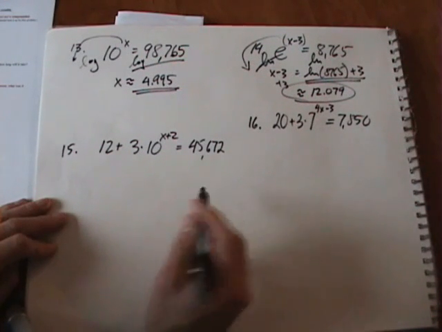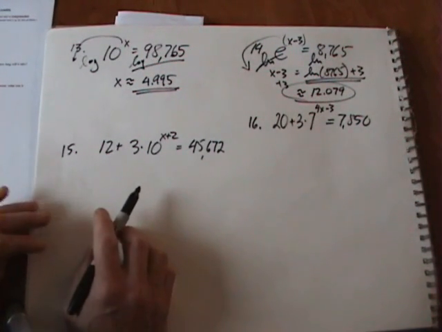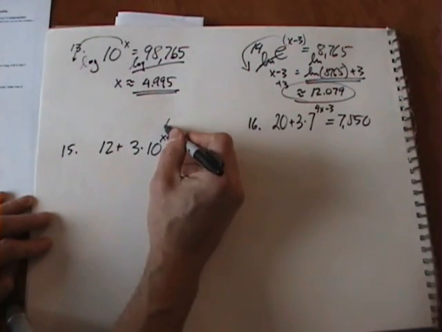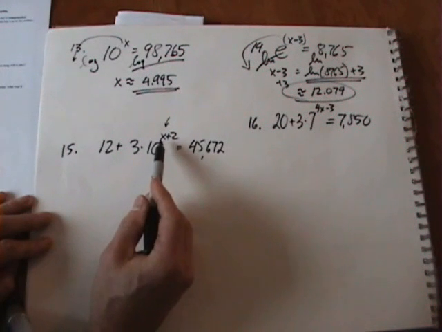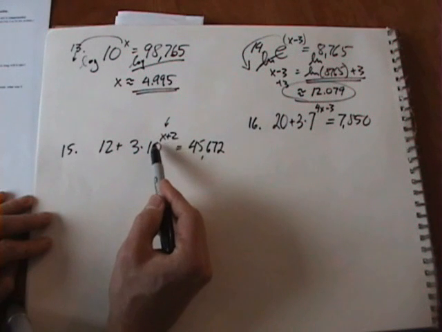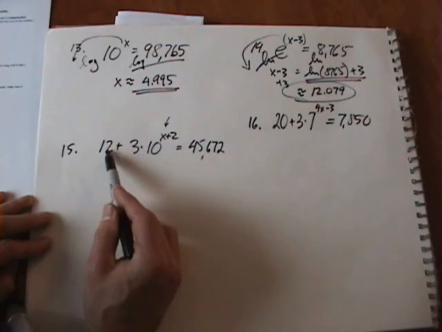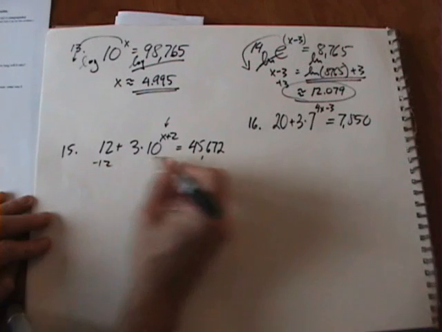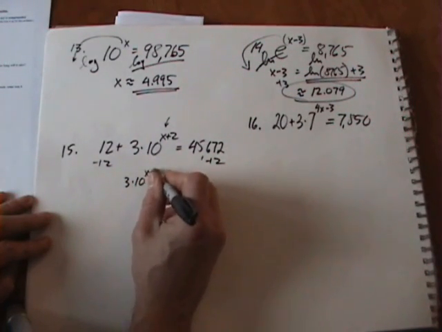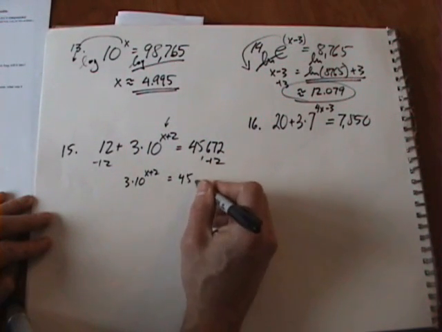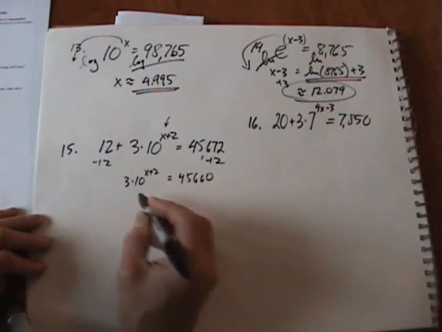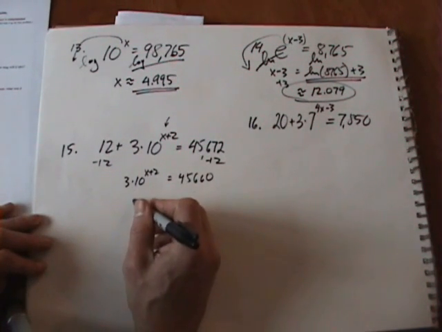All right. And if you have problems typing into your calculator, just come and find me. But it's PEMDAS rules, and just be careful. So again, we're peeling away layers to get to that. All right. Start with the outermost layer, or work from the inside out. That's 2 is the closest, and then the 10, and then the 3, and then the 12 is the outermost layer. So I subtract 12, and then I get 3 times 10 to the x plus 2, and that's 45,660. And then I'm going to divide both sides by 3.